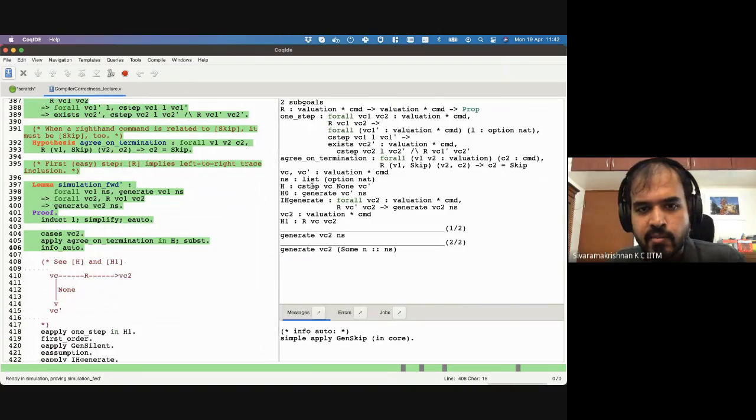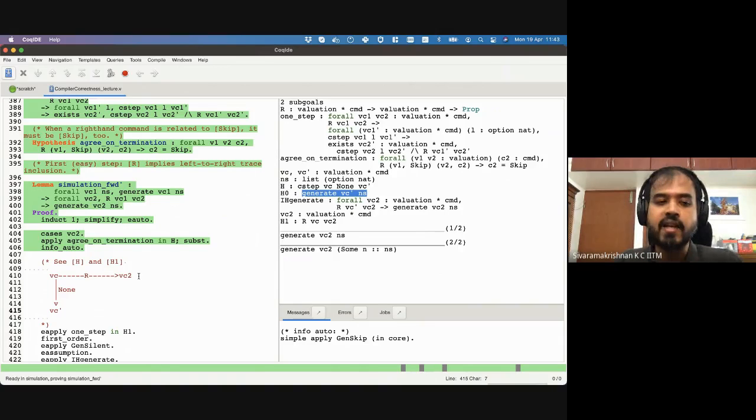So this is the left-hand side. VC takes a silent step to VC prime. And VC is related to VC2; that comes from H1. What do I have? I have that generate of VC prime is NS, so NS is a trace that is produced by VC prime. I need to show that VC2 also produces the same trace NS.